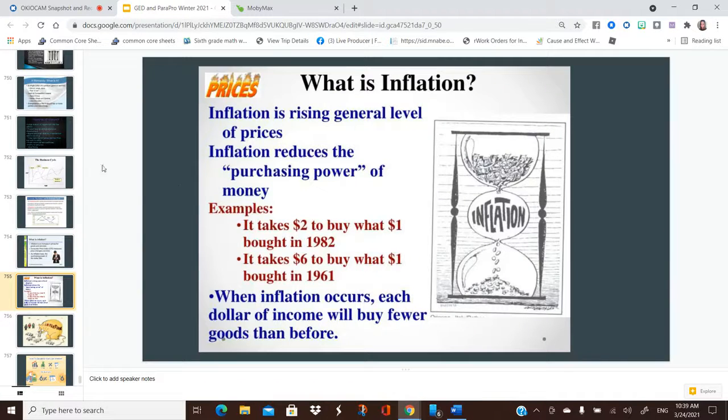So inflation is a rising general level of prices. It reduces the purchasing power of money. So for example, it takes $2 to buy what $1 bought in 1982. So maybe you could buy a loaf of bread for $1 in 1982. Now it's $2 or $3. When inflation occurs, each dollar of income will buy fewer goods than before. But if you look at the salary of people in the 80s compared to now, hopefully that is increasing as well.